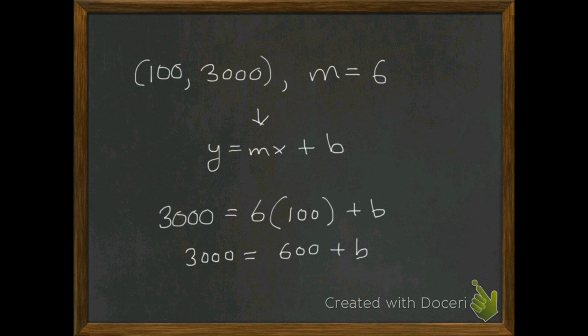Subtract 600 from both sides. So our intercept is 2,400. So what we're going to do here is find the cost equation. So the cost equation, I'm just going to call it C of Q.